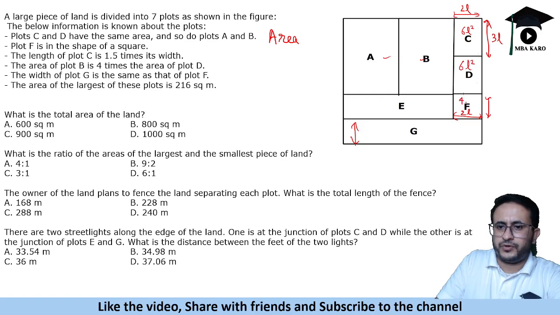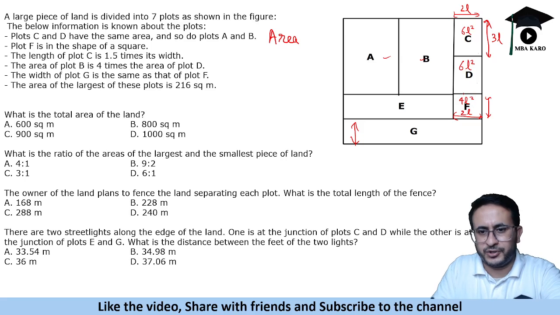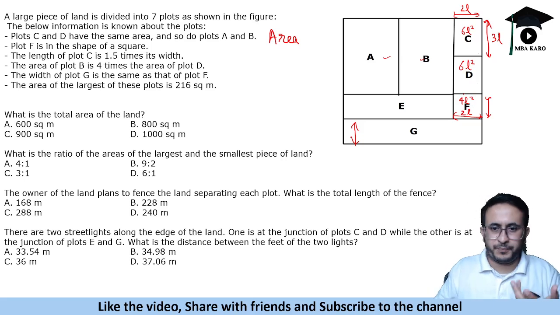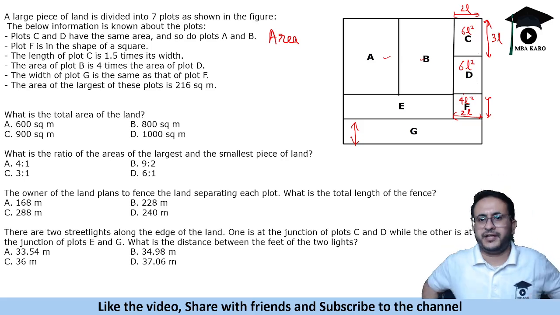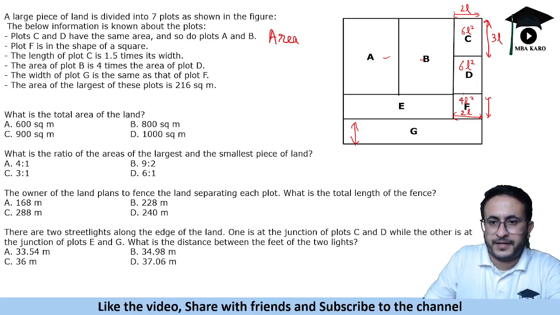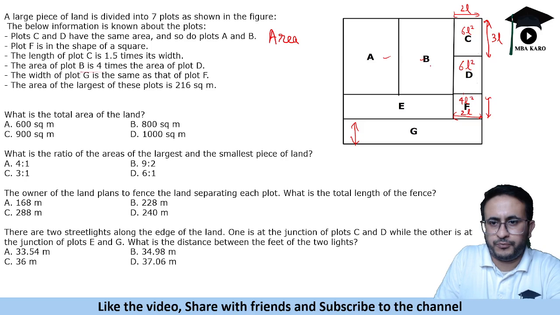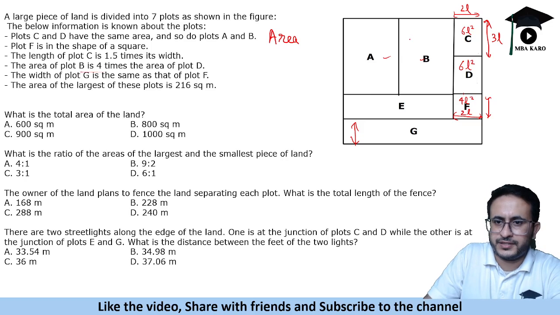Its area is 4L square. Why did I not take L? Because it would become 1.5L, and the calculations would become complex in that case. That's why I have taken these values. Now it says that the area of plot B is 4 times the area of plot D. So 4 times, this is 24L square. This is also 24L square.